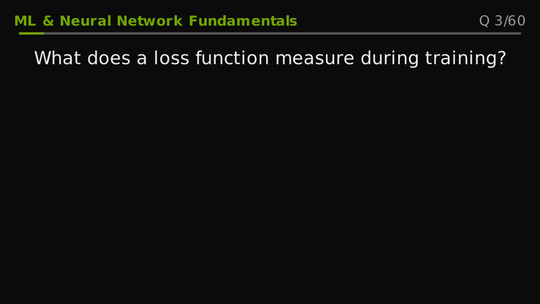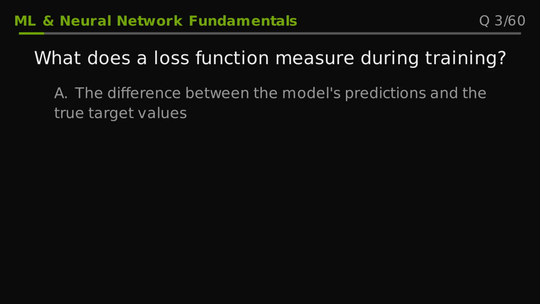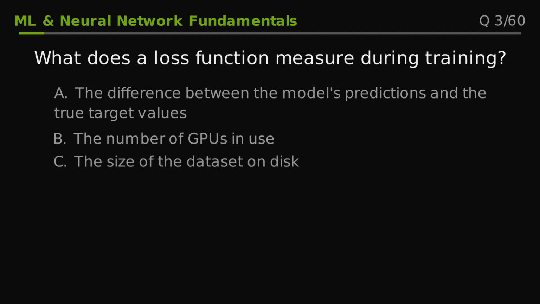Question 3. What does a loss function measure during training? Option A. The difference between the model's predictions and the true target values. Option B. The number of errors in code. Option C. The size of the dataset on disk. Option D. The temperature of the GPU.